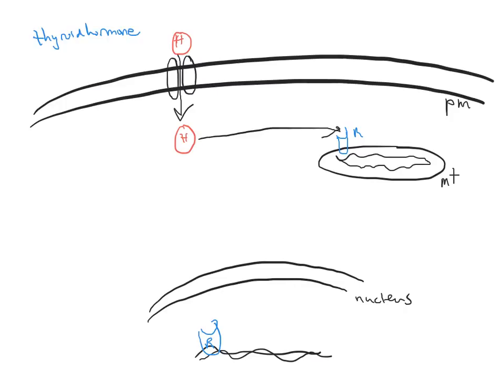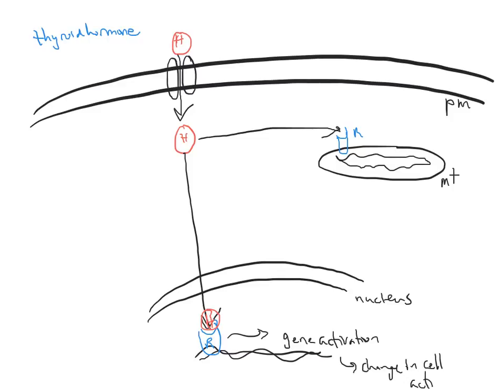Thyroid hormone also enters the nucleus and binds to that receptor that's just sitting there on the DNA. And once thyroid hormone is bound to the receptor, you can get transcription happening. So you get gene activation, and that leads to a change in cell activity.